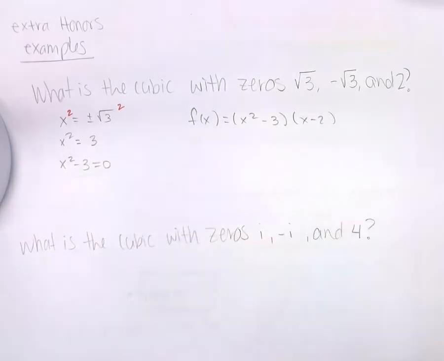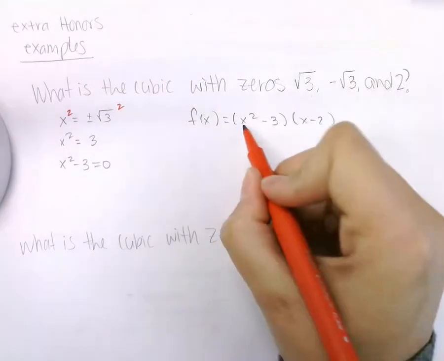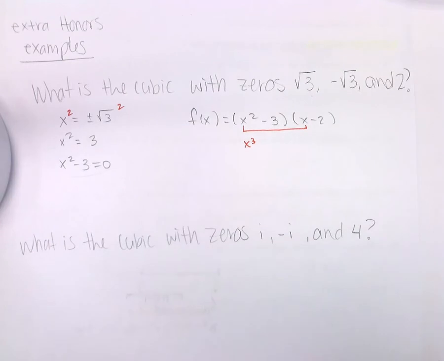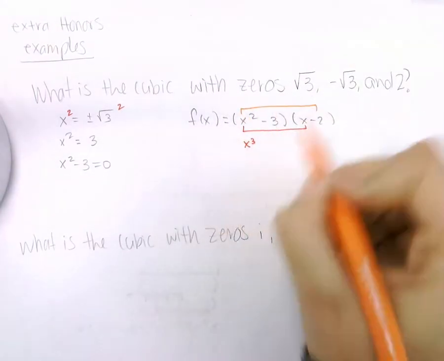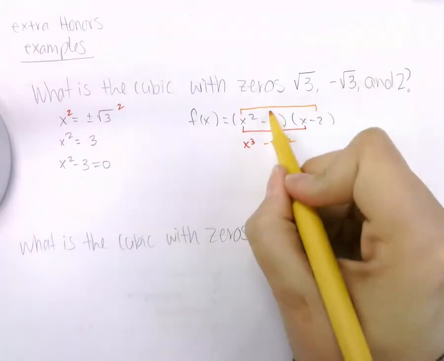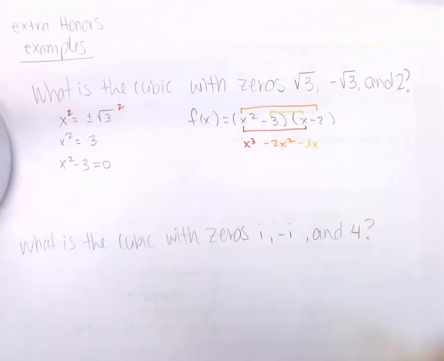Okay, so we're going to FOIL this out. x squared times x is x cubed, and minus 2x squared, minus 3x, plus 6. Yes. Okay.